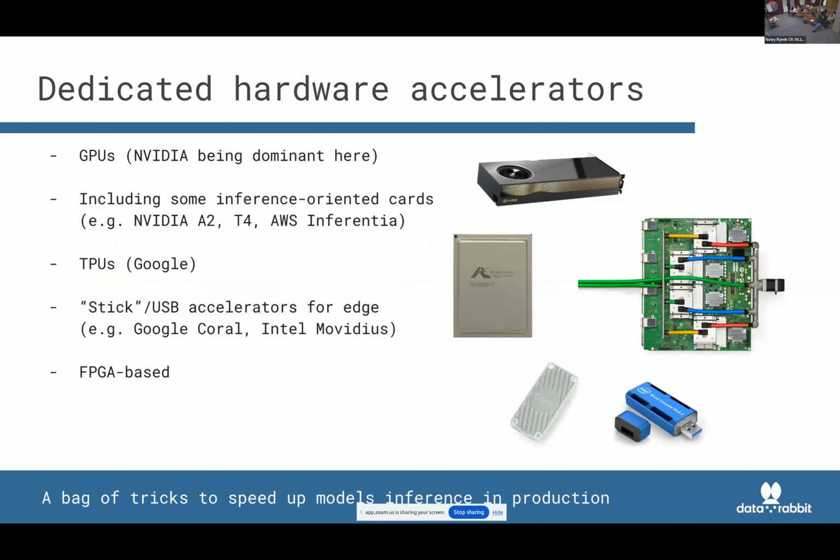So in terms of hardware, what we can do to speed things up is employ dedicated hardware accelerators. So GPUs, with NVIDIA being dominant here, not really a surprise. Some of those cards are even inference oriented, dedicated only for inference, like AWS Inferentia or NVIDIA T4. TPUs from Google, and all of the sticks, for example, or those pluggable accelerators like Google Coral, Intel, stuff like that.